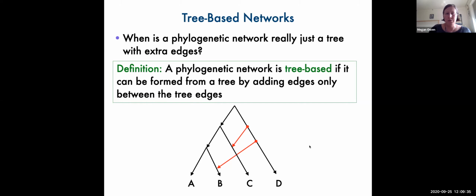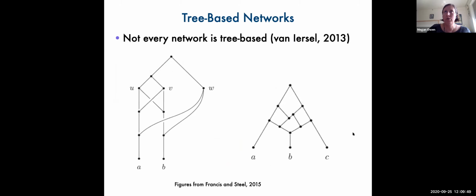So that's the basic idea: you want to be able to take this phylogenetic network, draw a base tree in it, and then have the extra edges be between the edges of that base tree. Not every network is tree-based, so here are some examples. In this one, you can maybe have it going up here like this, but then all these edges here are not going to be part of our base tree. That's a problem because they're joining each other.